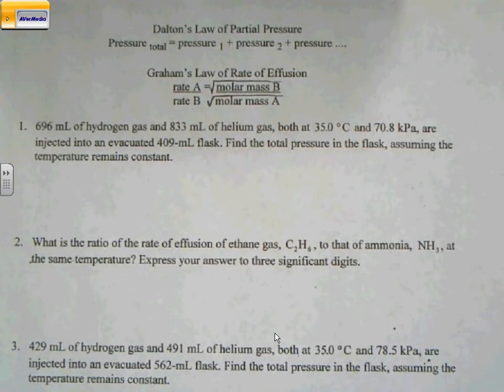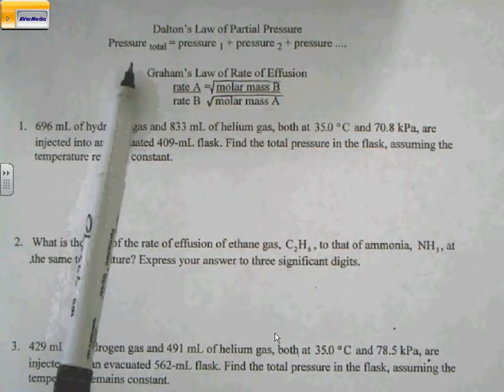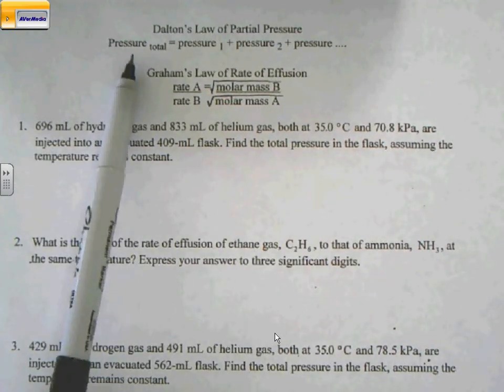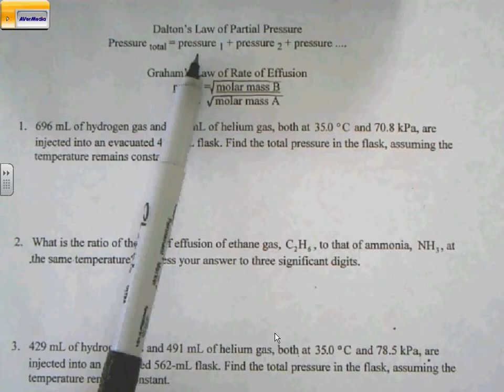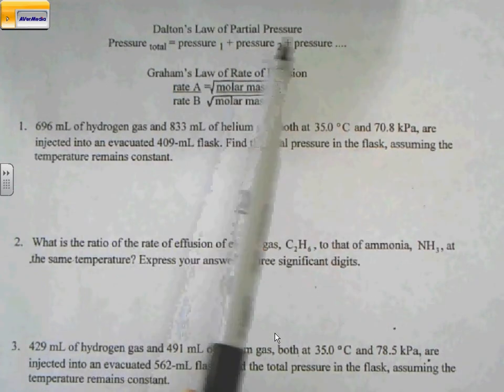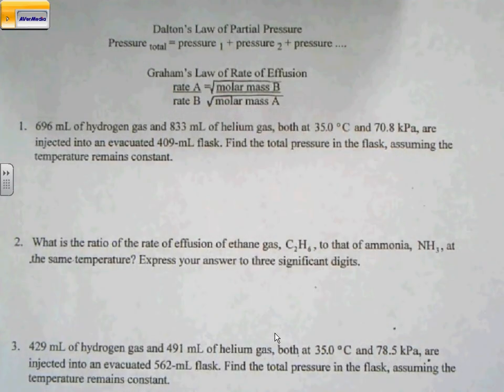Okay, we now have our last two gas laws that we're going to deal with in this chapter. Dalton's law of partial pressure is one, and the formula is the total pressure of a container due to the gases within will equal the pressure of the first gas plus the pressure of the second gas plus... however many different types of gases you have.